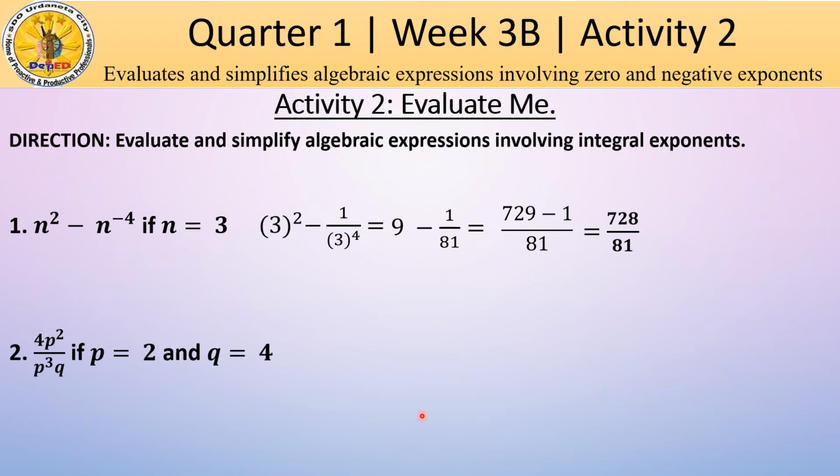Next, we have 4p raised to the second power over p raised to the third q, if p is equal to 2 and q is equal to 4. So we are going to substitute the value again of p to 2 and q to 4. So 4, quantity 2 raised to the second power over 2 raised to the third power multiplied by 4.